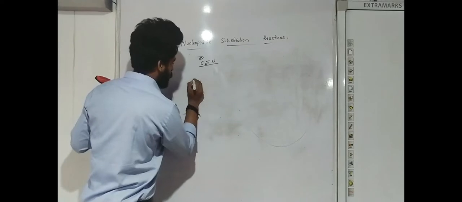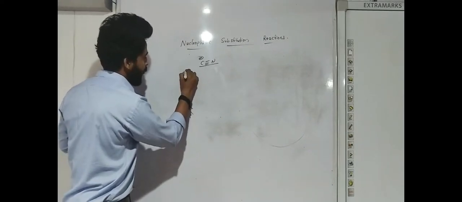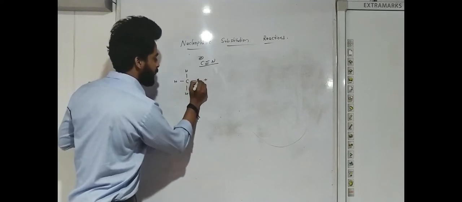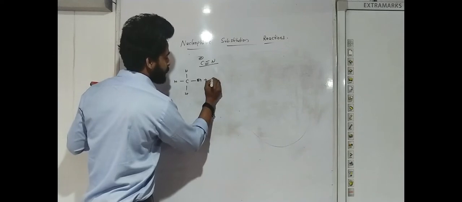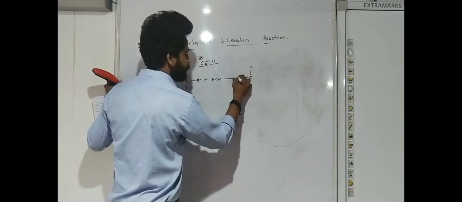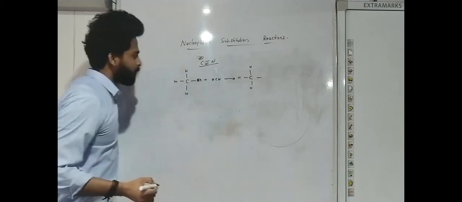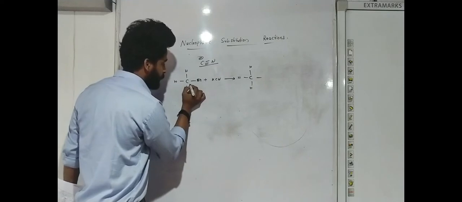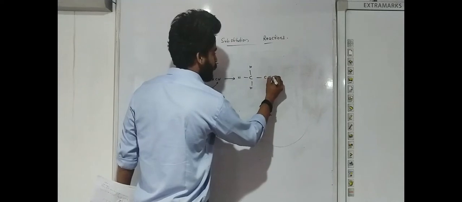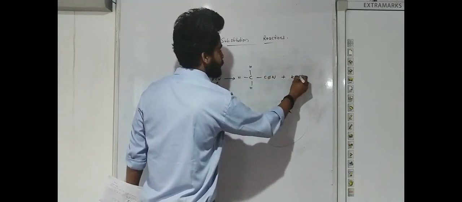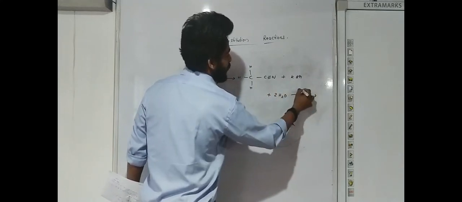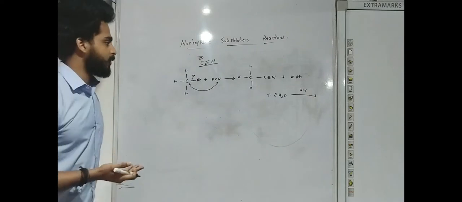For example, we will write it like this: CH3-X plus, we can take it as bromine or any halogen, plus KCN. What will happen? We already discussed this. CN minus will come and attack this carbon. Then the bond will break, so we'll get C triple bond N, that is CH3-CN, plus KBr. So this compound we are treating with two molecules of H2O in the presence of HCl, or we can use H2O2, hydrogen peroxide, no problem.